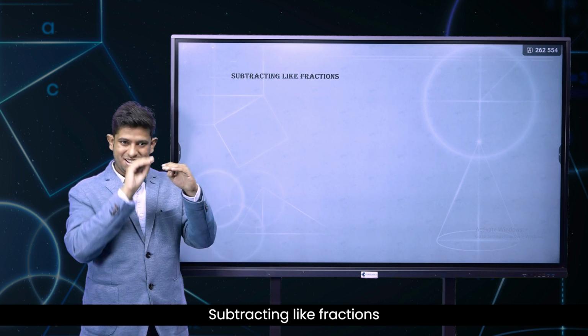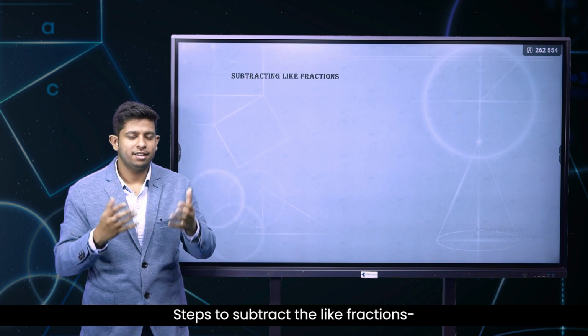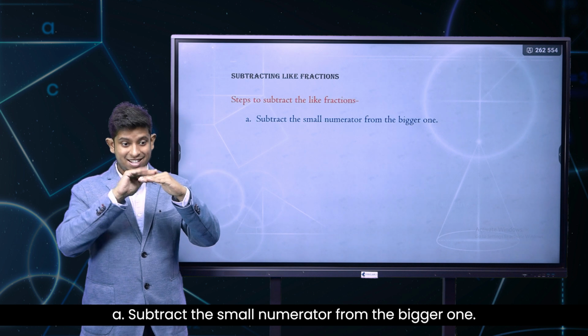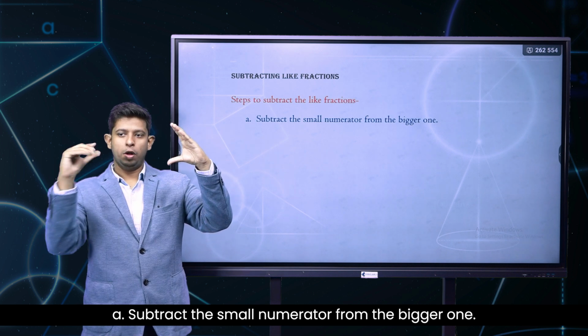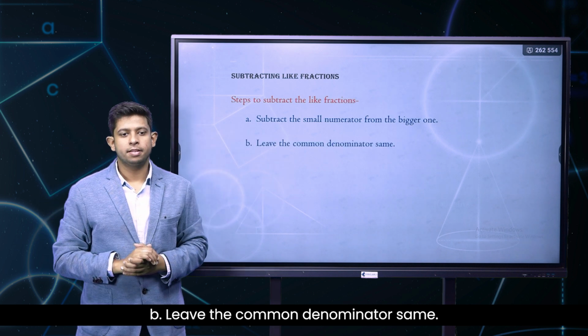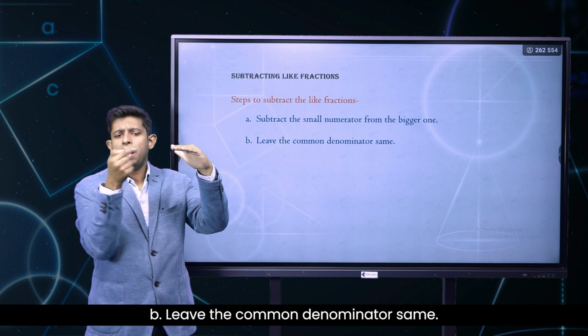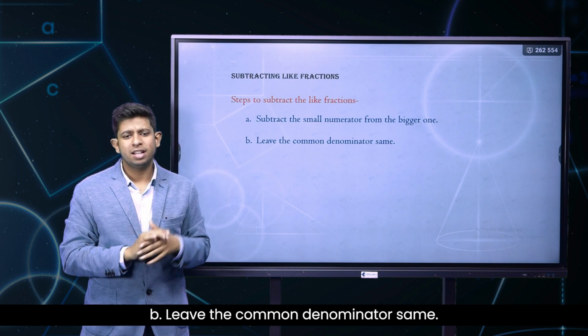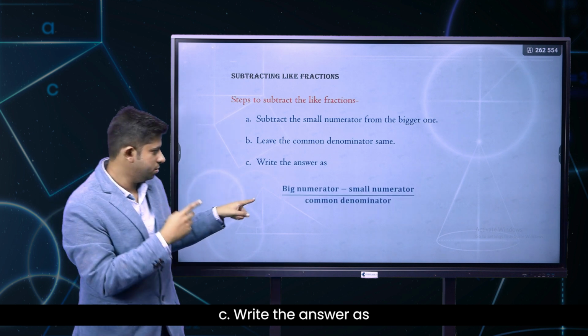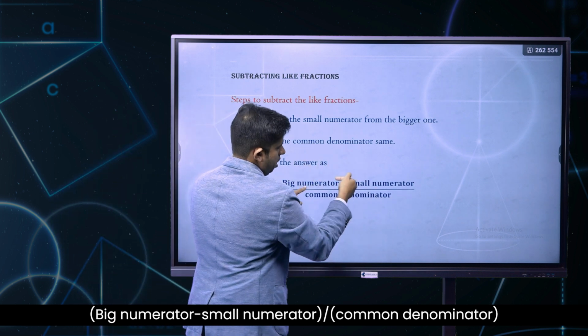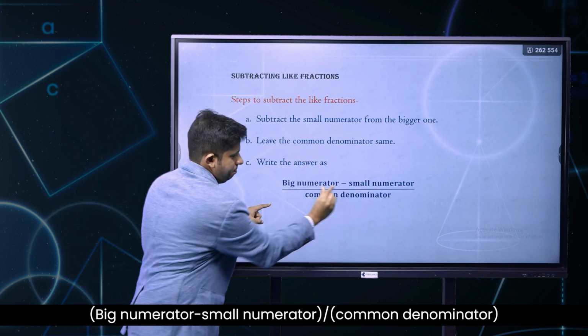Subtracting like fractions. Steps to subtract the like fractions. Subtract the small numerator from the bigger one. Leave the common denominator same. Write the answer as big numerator minus small numerator by common denominator.